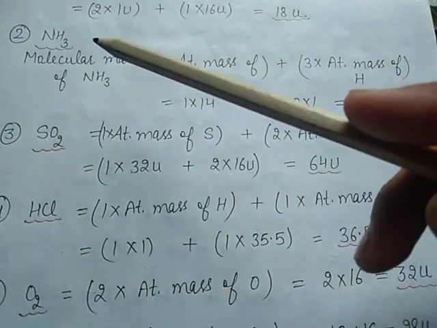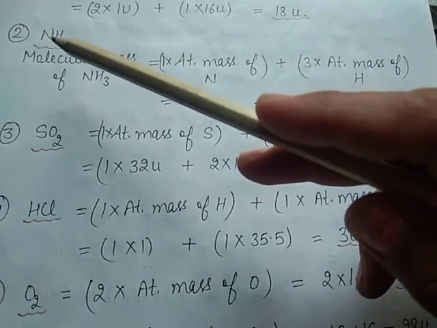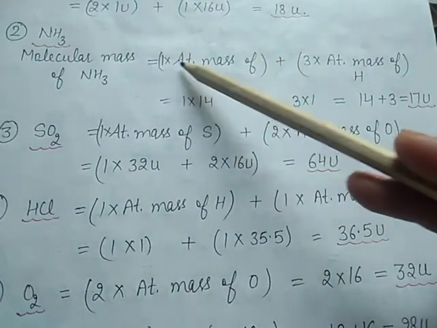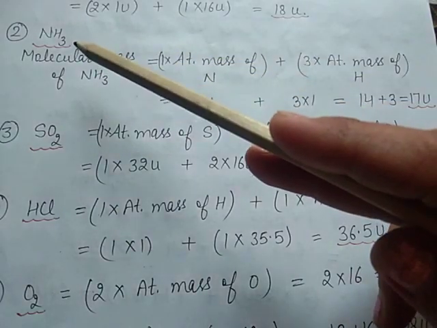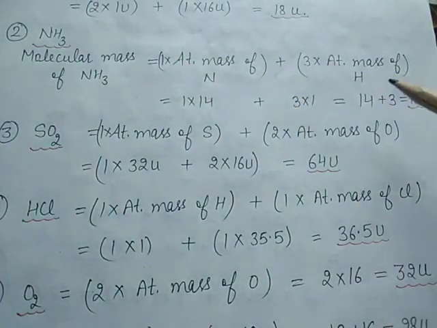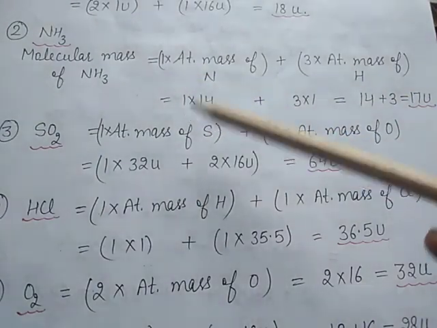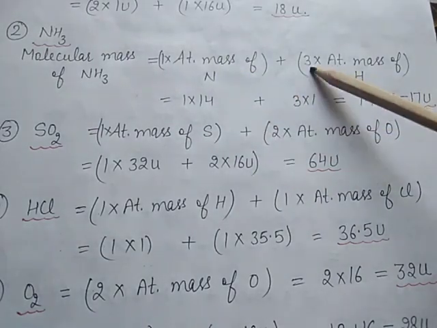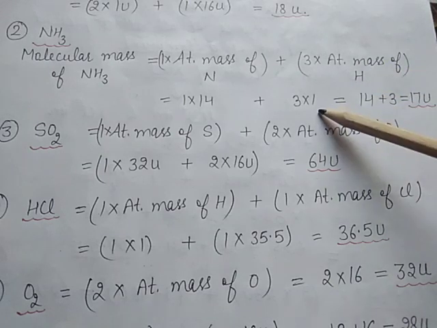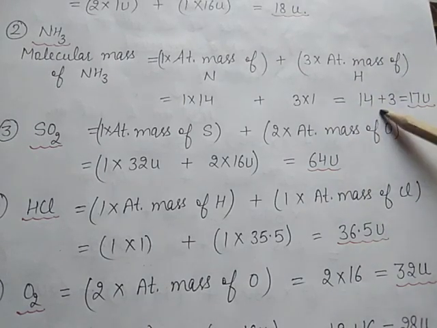Now the next example is NH3, the ammonia molecule. 1 atom of nitrogen multiplied by the atomic mass of nitrogen plus 3 atoms of hydrogen multiplied by the atomic mass of hydrogen. 1 multiplied by the atomic mass of nitrogen, which is 14, plus 3 multiplied by the atomic mass of hydrogen, which is 1. After multiplying, the answer is 14 plus 3, that is equal to 17 u.